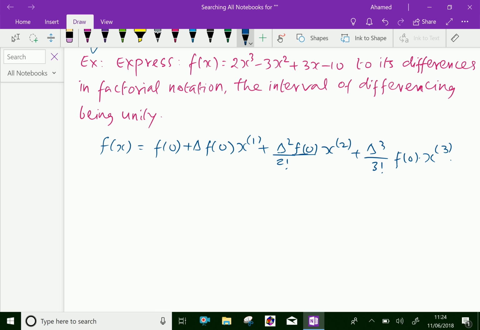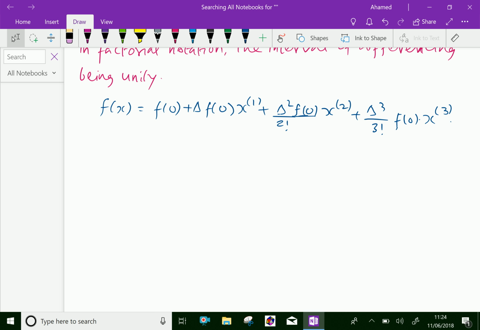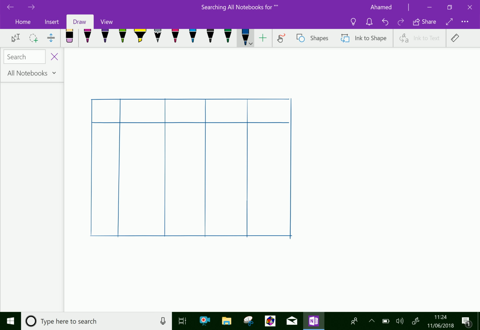Now, we will find the value of f of 0, delta f of 0, delta square f of 0, delta cube f of 0. We must have 4 successive values of the function f of x, that is x equal to 0, x equal to 1, x equal to 2, and x equal to 3. Now, let us fill the difference table here. First, this is x value, this is f of x. First, x value 0, 1, 2, and 3. Here, regarding f of x, the value is minus 10 and minus 8.